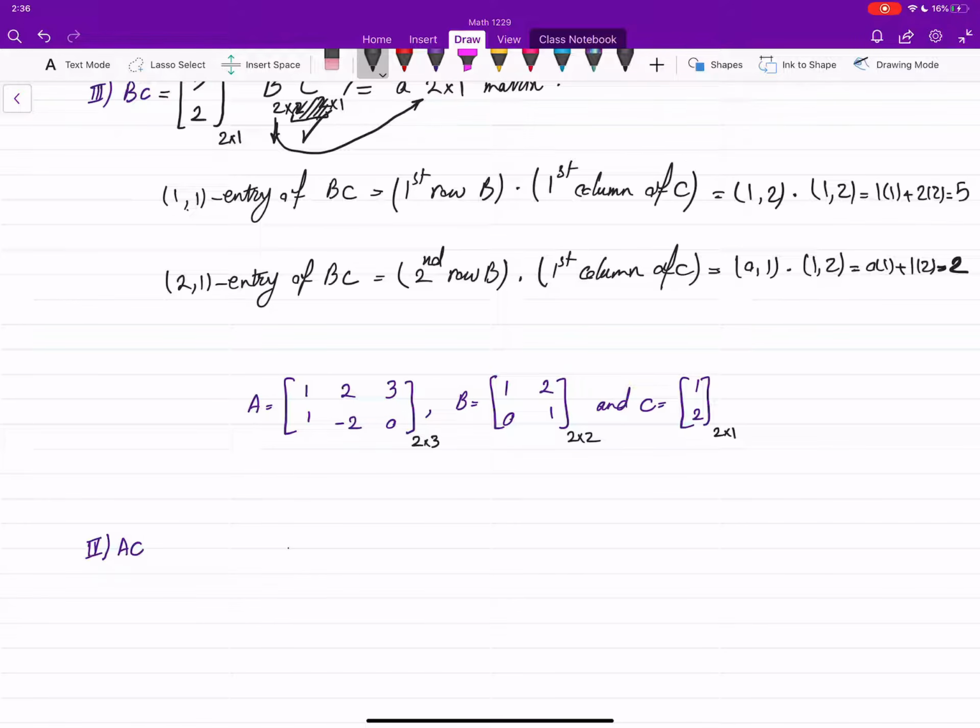How about AC? A is 2 by 3. Oh, C is 2 by 1. You see, the number of columns of the first one is not equal to the number of rows of this one. This is not compatible, which means that AC is not defined. So matrix multiplication takes a little bit of time. You have to practice and get all the things correct when you're doing the work.